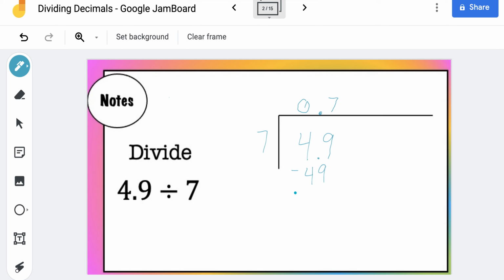And when we subtract, notice we get a 0. And anytime you get a 0 down there, you're done. So our answer is 7/10. So there is 7/10 of a 7 in 4.9.